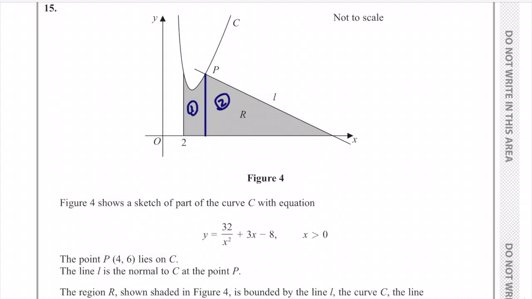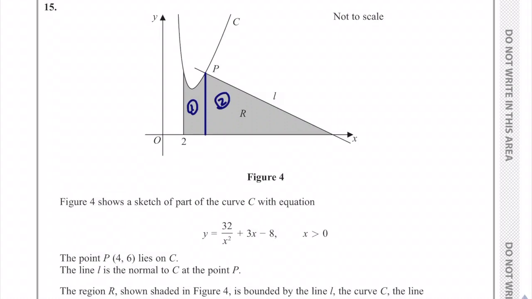Area 2 is a bit trickier. We've got this line L, which intersects both the x-axis and the curve C. Now the line L is also a normal to the curve C. What we'll be able to do is work out the gradient of the normal at the point P, and then work out where the line intersects the x-axis by making y equal to 0. Now we don't even know the equation of the line L, so I'm going to work that out first. To work out the equation of line L, we need to differentiate our function to work out the gradient, and then work out the negative reciprocal of the gradient in order to get the gradient of the normal.